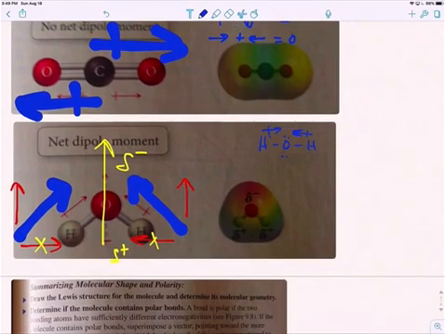Now, what about water? So water has, you see here in the blue, it's drawing electron density towards the oxygen. And with this, I have the components written in red, the smaller arrows. With this diagonal arrow, there's a component up and a component sideways.